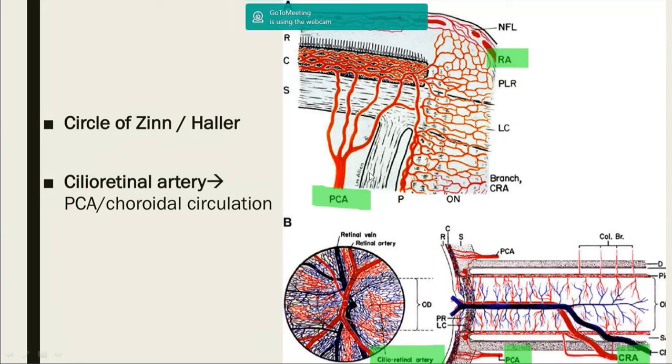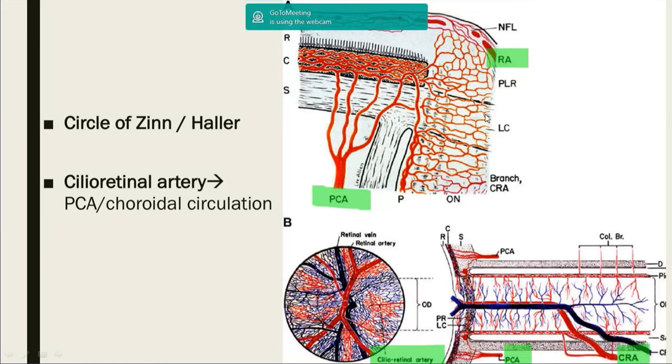Other than that, like I said, the short posterior ciliary artery will supply the choroidal layer and also gives rise to the circle of Zinn or Haller, which supplies the optic nerve head. Like you can see here, the anastomosis between short posterior ciliary arteries. Apart from that, there is a cilio-retinal artery that is seen in this picture here. I will let you know the importance, but you should know that its origin is from the posterior ciliary circulation and not from the central retinal artery.